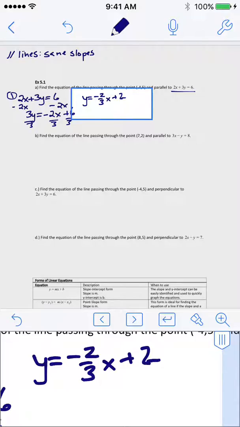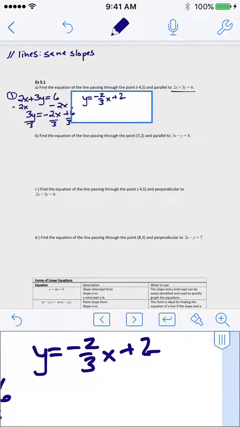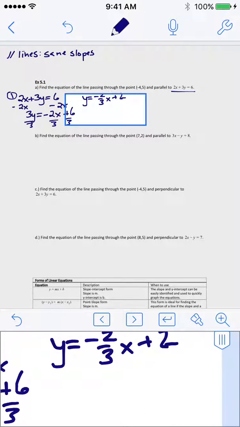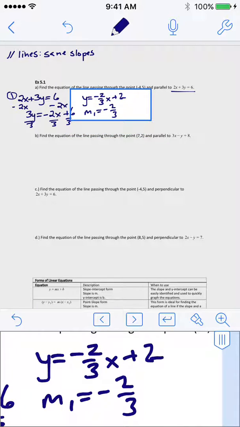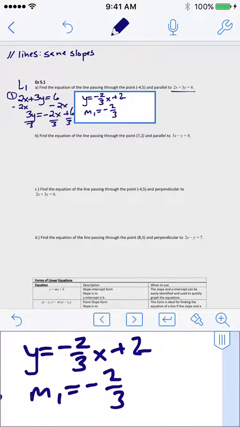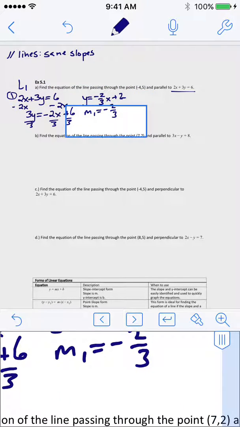All right. So now that we've done that, this is all still the first line. We have not found another equation yet. We need the same slope. So what can we call slope number 1? Good, negative 2/3. That's the slope here. Our slope number 1 is negative 2/3 for line 1.